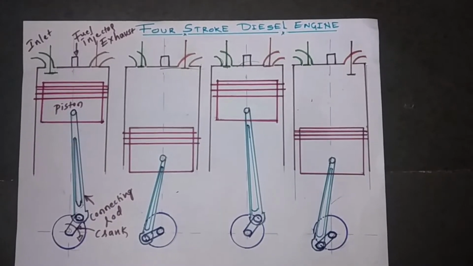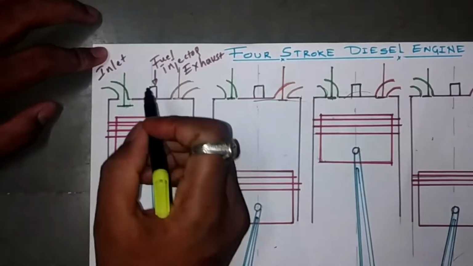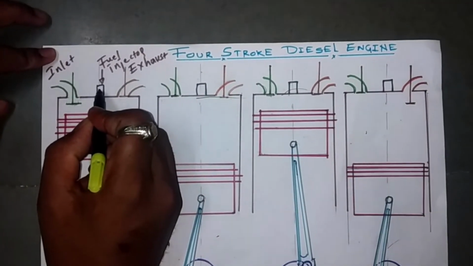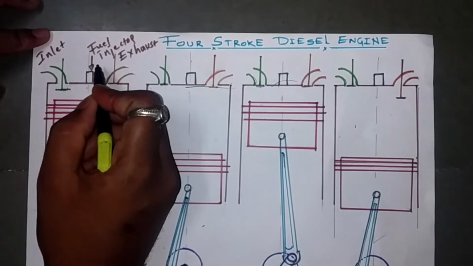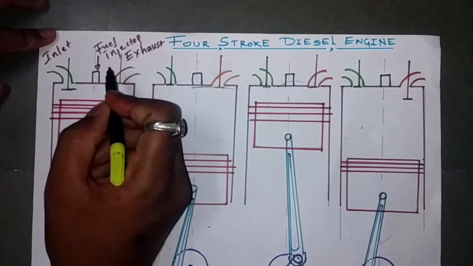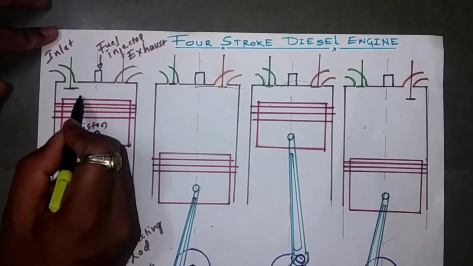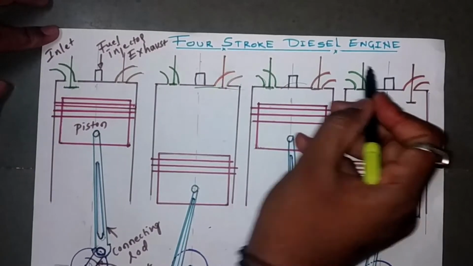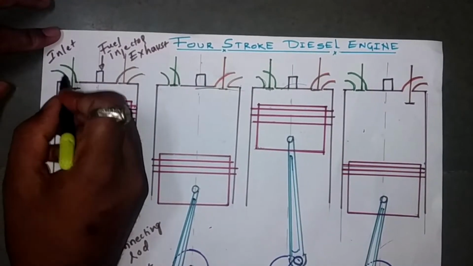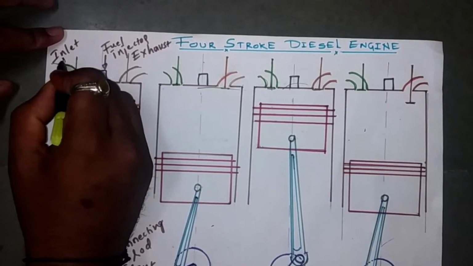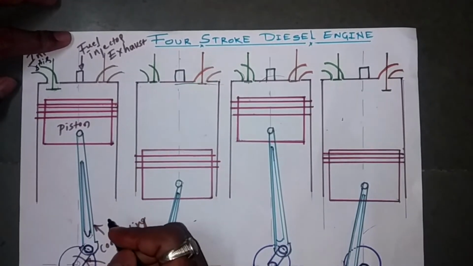The first difference is that in a petrol engine you find a spark plug, whereas in the diesel engine you find a fuel injector. And one more difference is in the suction stroke. In a petrol engine, from the carburetor, a petrol and air mixture enters during the suction stroke, whereas in the diesel engine we don't find that. In a diesel engine, during the suction stroke only air is going to enter. So these are the two differences between the petrol engine and the diesel engine.